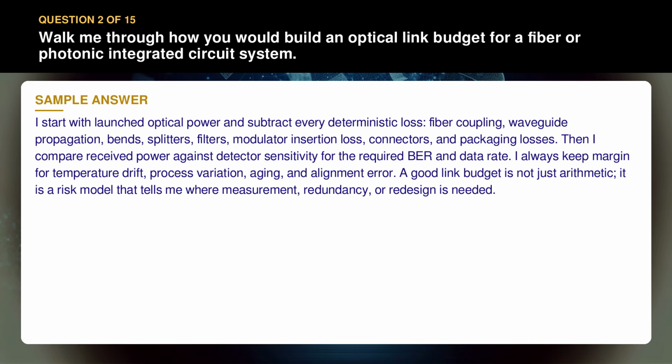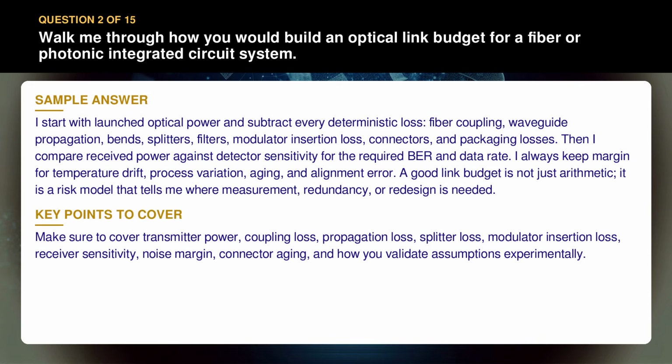A good link budget is not just arithmetic. It is a risk model that tells me where measurement, redundancy, or redesign is needed. Make sure to cover transmitter power, coupling loss, propagation loss, splitter loss, modulator insertion loss, receiver sensitivity, noise margin, connector aging, and how you validate assumptions experimentally.